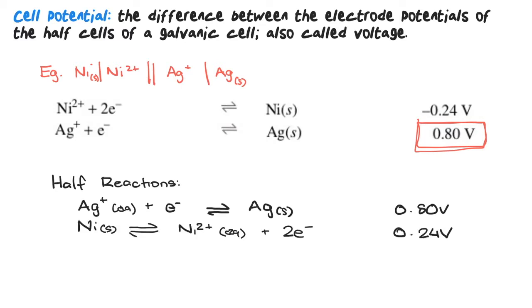So we flip its reduction reaction as well as its standard potential, remembering that the negative sign means it has a less tendency to gain electrons. And by adding the two voltages, we have a total of 1.04 volts. The positive sign indicates that it will be a spontaneous forward reaction.